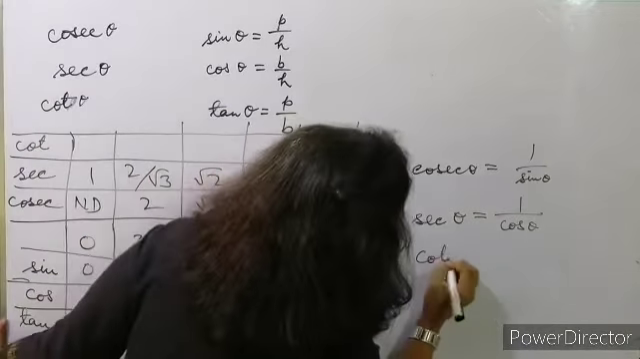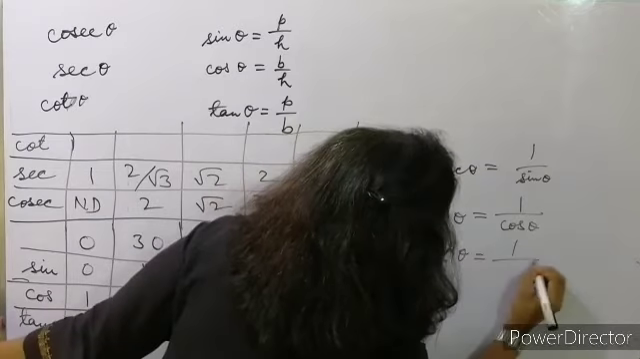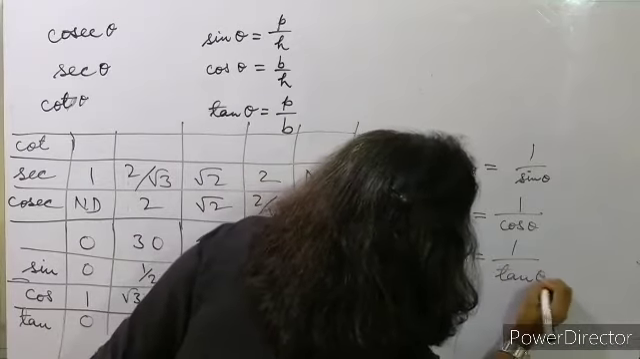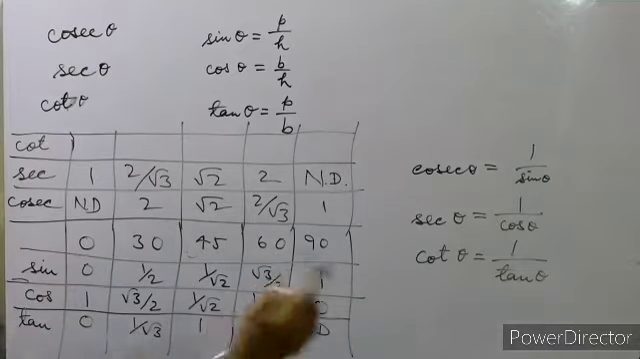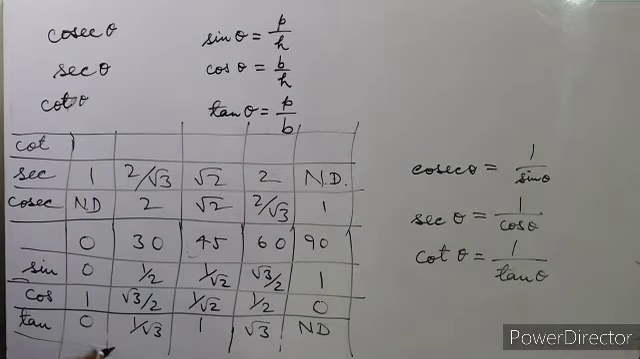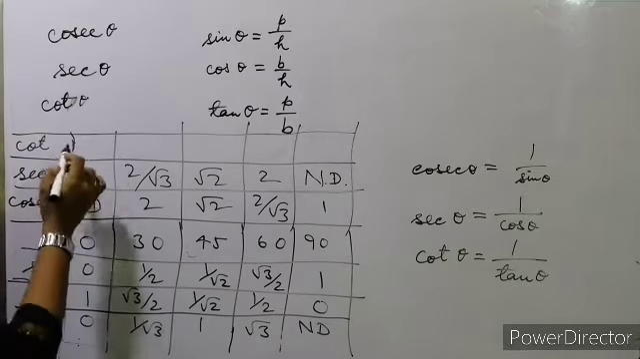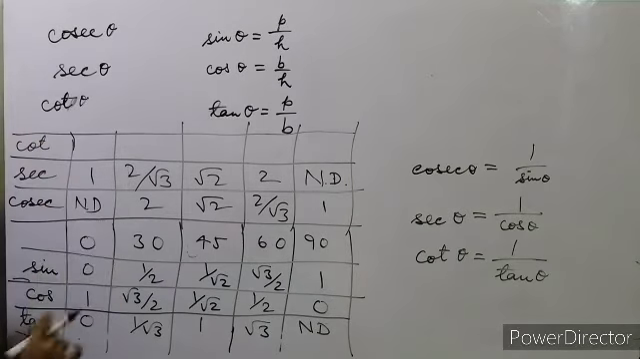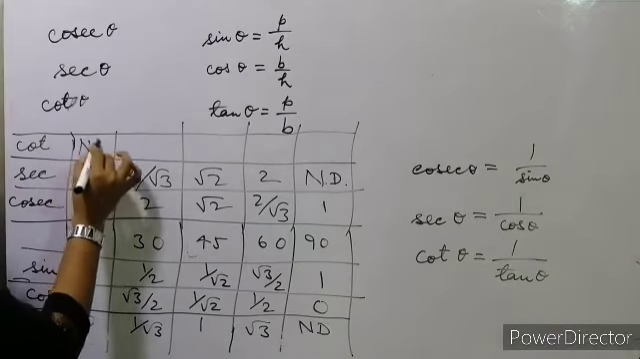Now we have to find out cot theta's value. So cot theta is equal to 1 upon tan theta. Okay? So tan theta's value is given here. So we have to find out the inverse of that value, and that will be the value of cot theta. So tan 0 is 0. So cot 0 will be 1 upon 0, that is not defined.